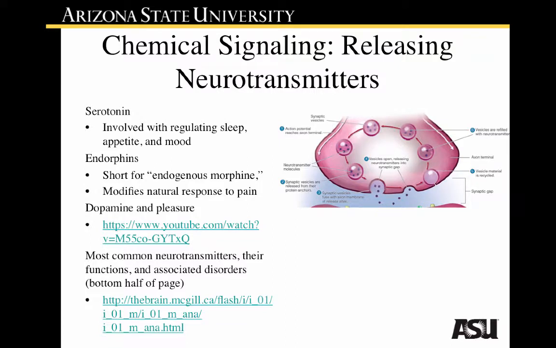Serotonin is involved in regulating sleep, our appetite, and our mood. And then there are endorphins that you've probably heard about quite a bit. Endorphin is short for endogenous morphine, and these are natural responses to pain, but they're also things that tend to make us feel pretty positive.